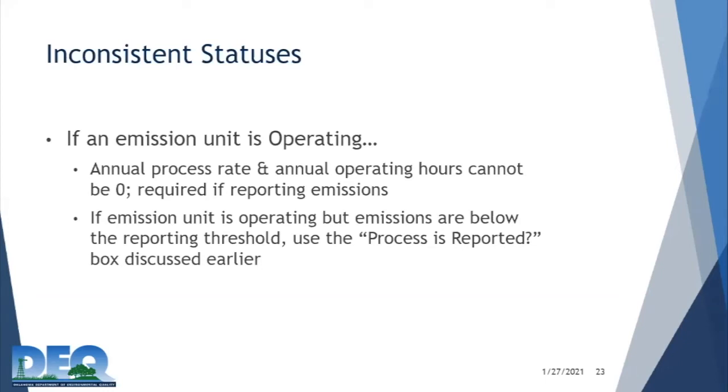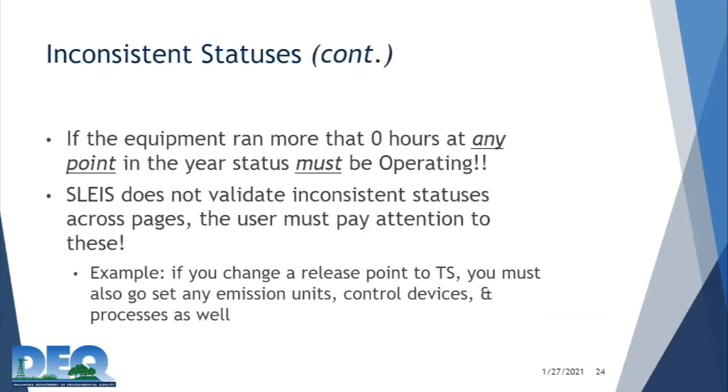On an emission unit, if your emission unit is operating, the annual process rate and annual operating hours can't be 0. It's required if you're reporting emissions. As we mentioned earlier, if your emission unit is operating, but your emissions are below the reporting threshold, then you can use that process as reported box. You can uncheck that to say that you don't have any emissions to report there.